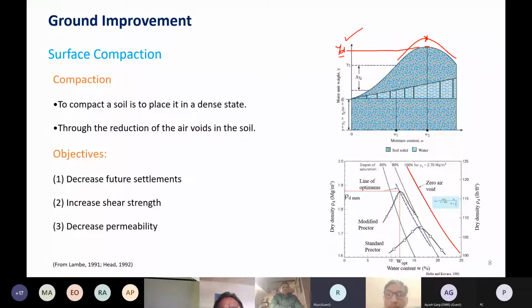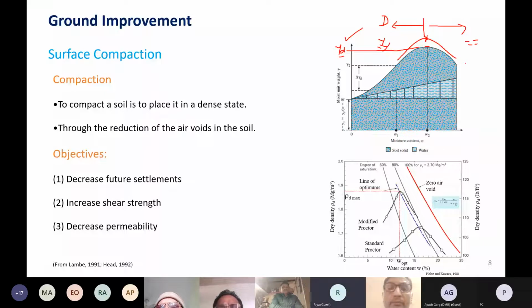Specifically, if we look at the structure of clay, we understand that when clay is on the dry side of the optimum, which is this one, it has a flocculated structure. By adding more and more water, we are reducing this flocculated structure to the dispersed kind. Flocculated is this kind of structure and dispersed is this kind of structure.